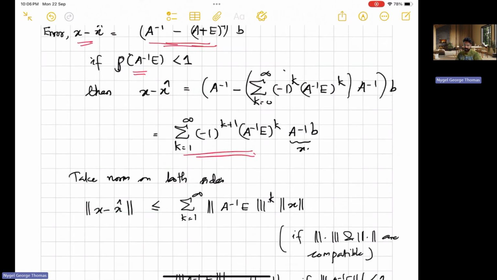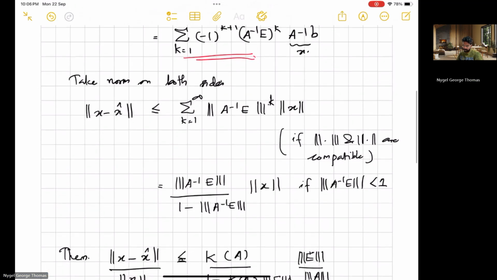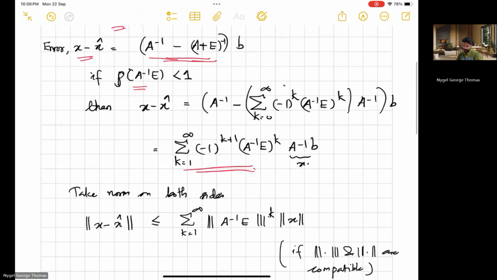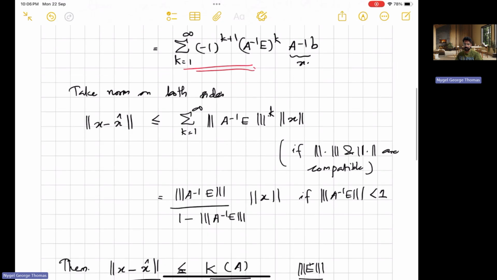So here x minus x cap will be again, sorry. Fine. Okay, let's put that as x itself for the time being.